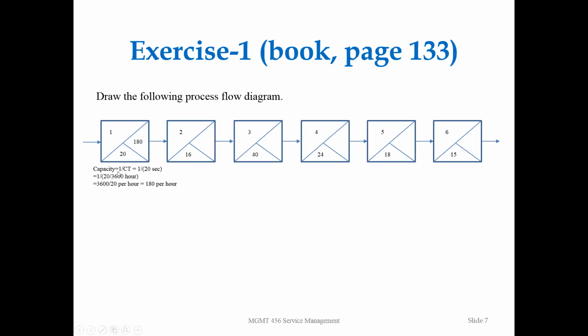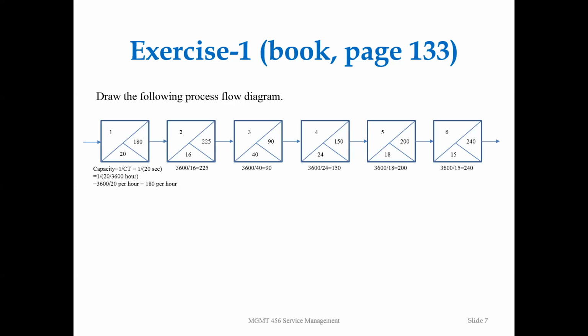For the rest of the activities, you can do a similar calculation, but I want to skip some steps. I don't want to write down everything here. What I will do is start from the last line. So for the second activity, it's basically 3600 divided by 16. 16 is the cycle time in seconds. So the capacity is 225. For activity 3, capacity is 90. Activity 4, 150. 5, 200. 6, 240. So we use cycle time to calculate the capacity for each activity.